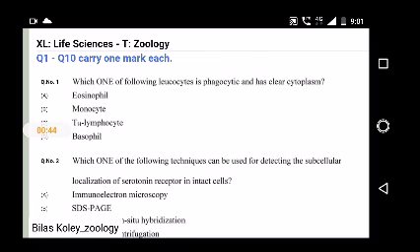Now we will discuss first question. Which one of the following leukocyte is phagocytic and has clear cytoplasm? And the options are eosinophil, monocyte, T lymphocyte and basophil. In these questions, the right option is option B.